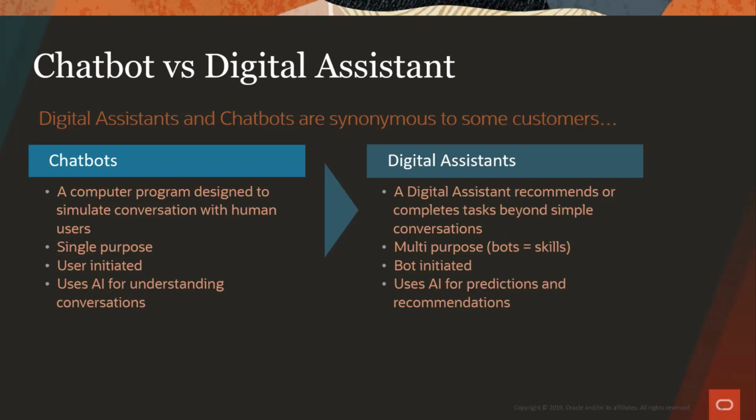And the assistant can initiate conversations. It does not have to rely on humans to do so. And it uses AI for predictions and recommendations based on the user's preferences and data. So in a nutshell, that's the difference between a chatbot and a digital assistant. Think of it as the chatbot having evolved to become the digital assistant.